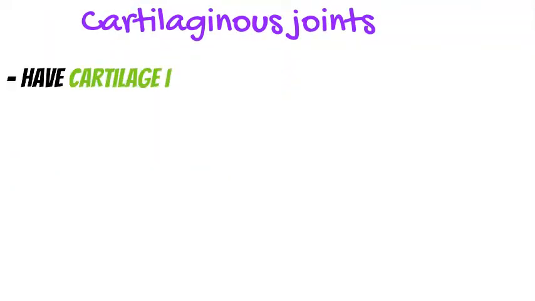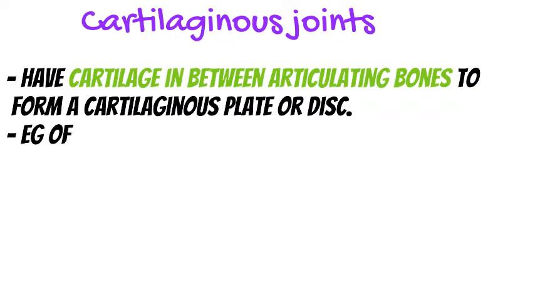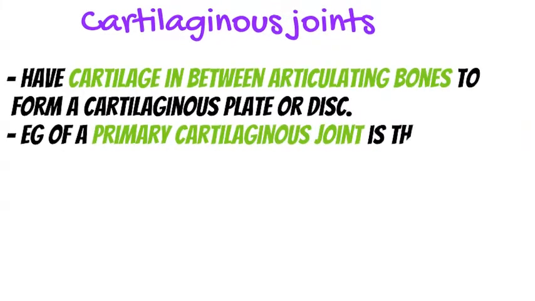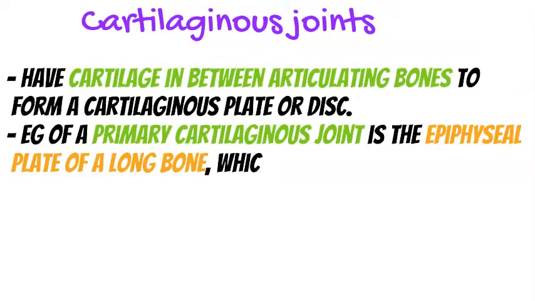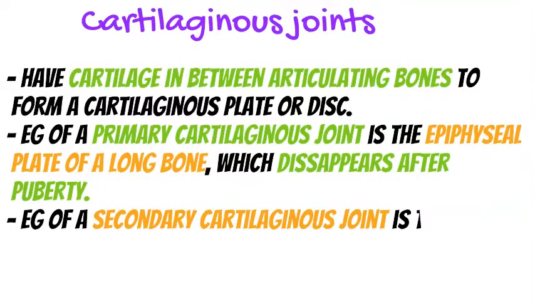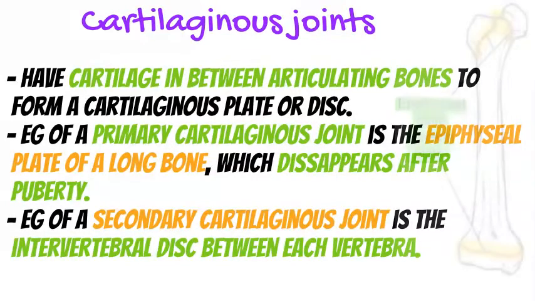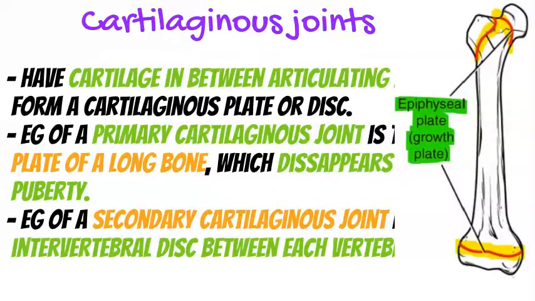Regarding cartilaginous joints, these joints have cartilage in between articulating bones to form a cartilaginous plate or disc. An example of a primary cartilaginous joint is the epiphyseal plate of a long bone, which disappears after puberty. An example of a secondary cartilaginous joint is the intervertebral disc between each vertebra. This picture illustrates the primary cartilaginous joint, the epiphyseal plate or growth plate, which disappears after growth is achieved.